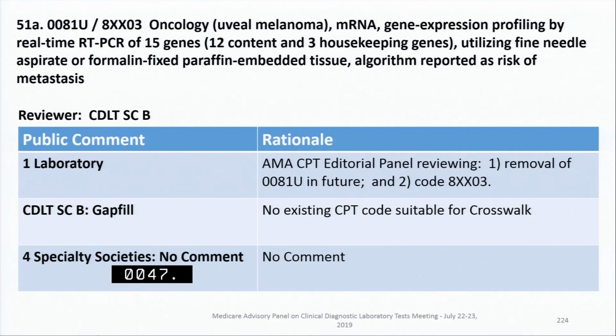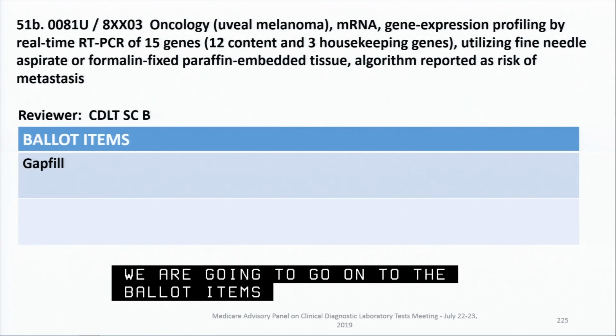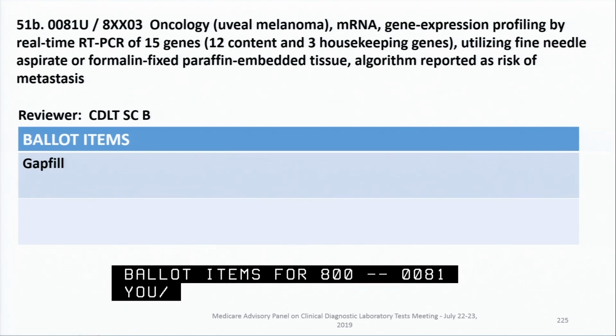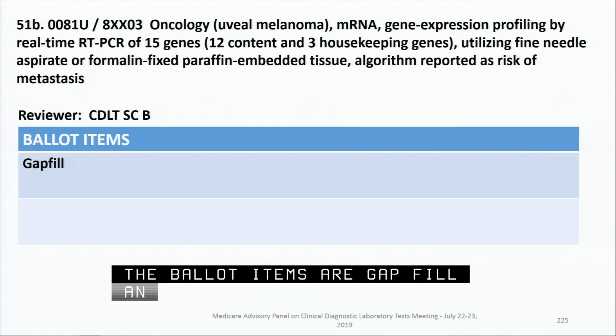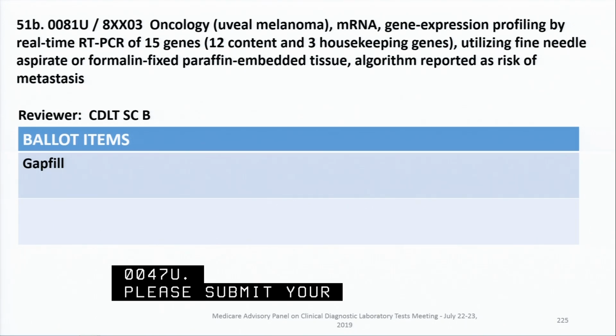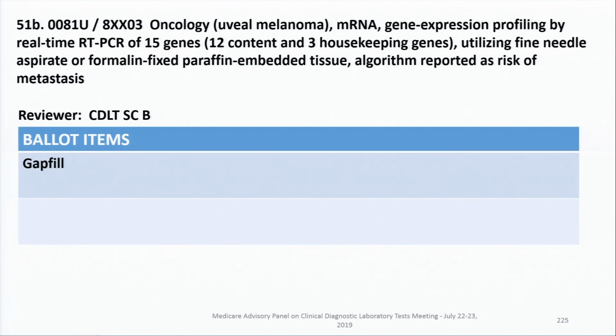All right, so we're going to go on to the ballot items for 0081U/8XX03, and the ballot items are gap fill and the added suggestion from the panel of 0047U. Please submit your votes.